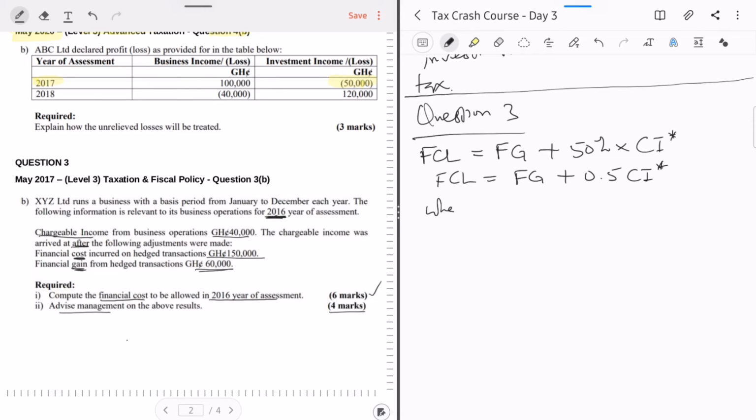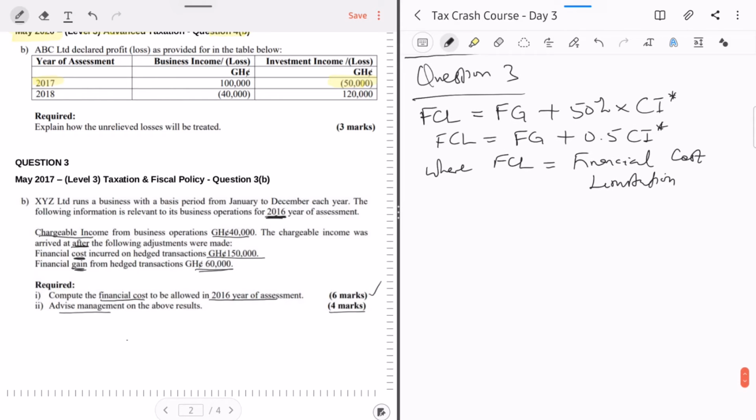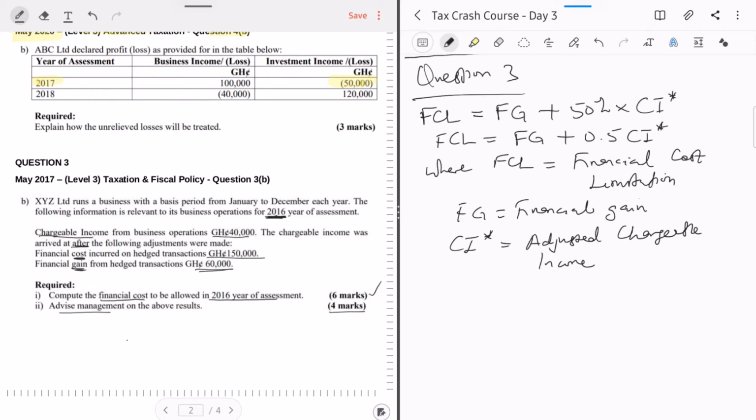Where FCL equals financial cost limitation. If you use this formula, there's no question on this topic that you can't do. People struggle with the interpretation, but please use this and you'll be fine. Where FG equals financial gain, and CI star equals adjusted chargeable income. Remember, the law said we should use the adjusted chargeable income, so it means we have to find it. I'll show you what to do shortly.